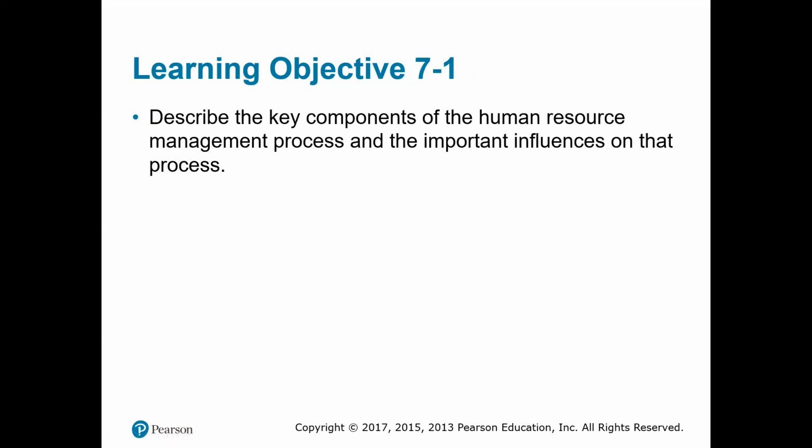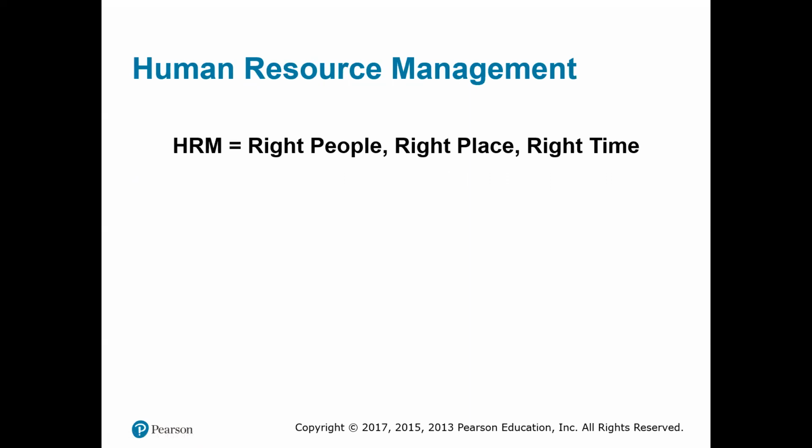So we're going to the first learning objective today, which is describing the key components of the human resource management process and the important influences on that process. As I said in the beginning, human resource management is having the right people to do the right thing. So they are at the right place, meaning that they have the right jobs at the right time.